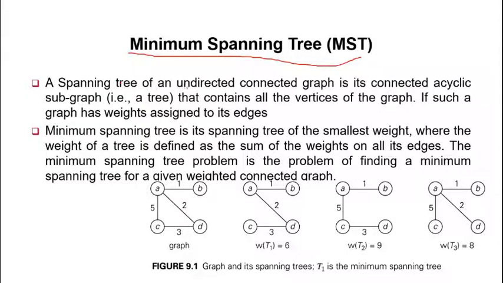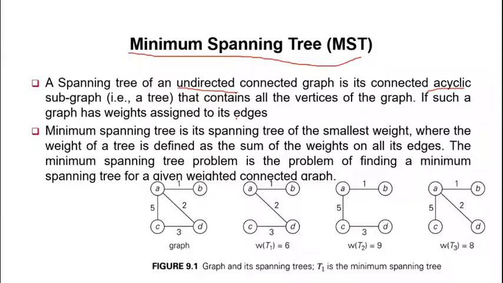A spanning tree of an undirected connected graph, which is a graph connected both ways, meaning a node and node are connected, is an acyclic subgraph. What is acyclic? Cycle means we have a cycle, so acyclic is a subgraph without a cycle, which is a tree in general, that contains all the vertices of the graph.